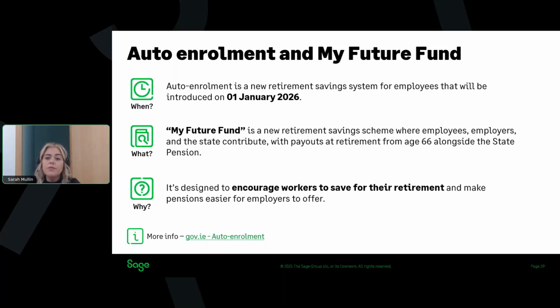So employees will contribute a set percentage of their gross salary. Employers will match that contribution, and then the state will add a top up. So the goal of this is just to make saving for retirement easier and more accessible, whilst it also simplifies the process for you as a business to offer a workplace pension.